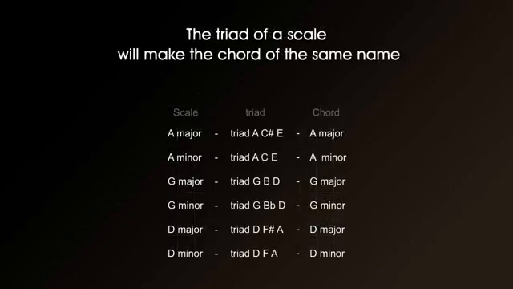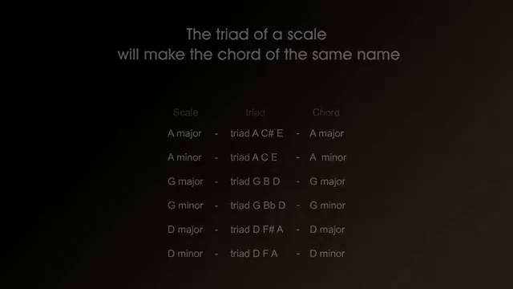A simple rule that can be taken from this tutorial is that the triad of a scale will always produce the chord with the same name. So for example, the triad of A major will produce an A major chord. The triad of A minor will produce an A minor chord. The triad of G major will produce a G major chord, and the triad of G minor will produce a G minor chord. And this rule will hold true for all major and minor scales.